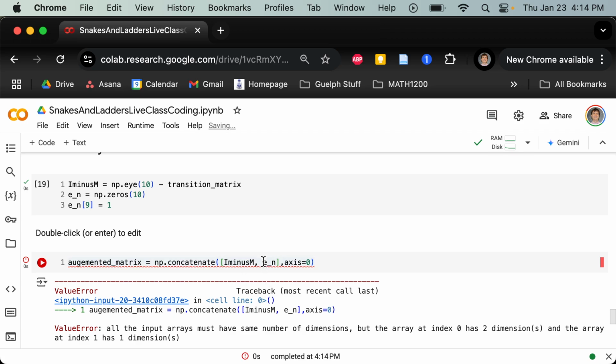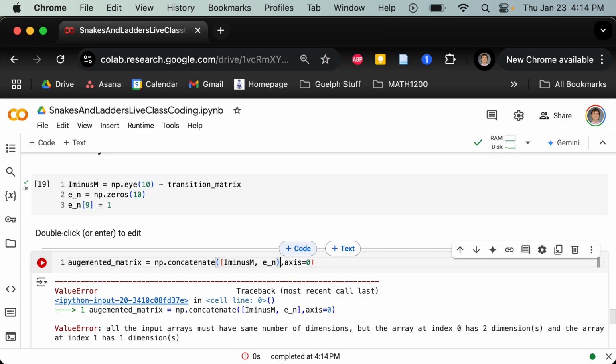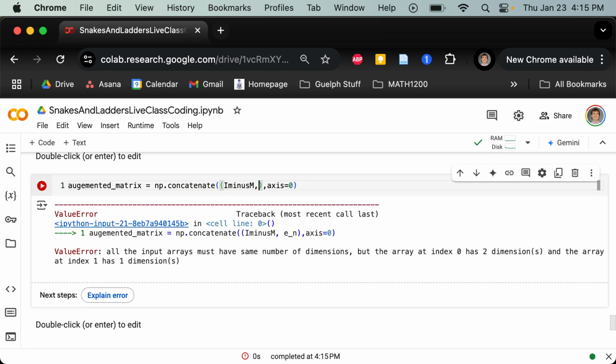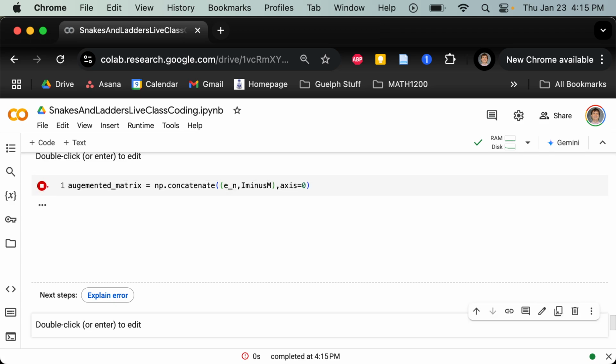Maybe I have to do them in the other order? Oh, okay. You have to put them with the... Still doesn't like me. Okay. Let me try it the other way. It works in my other code book this way. So maybe that's the problem.